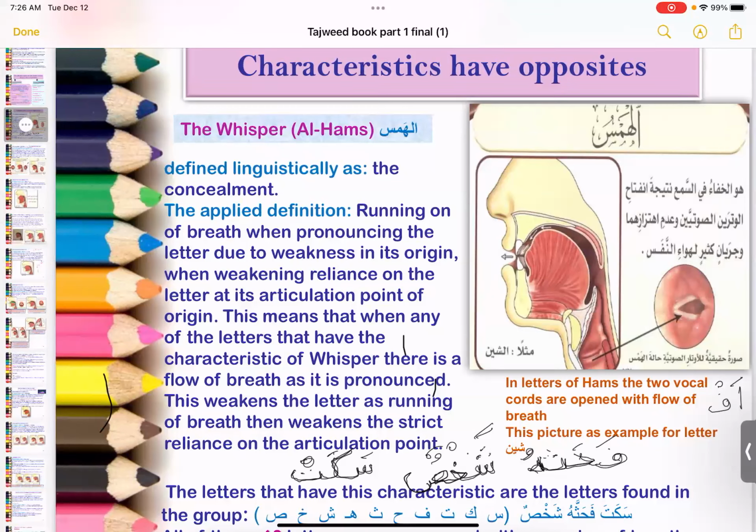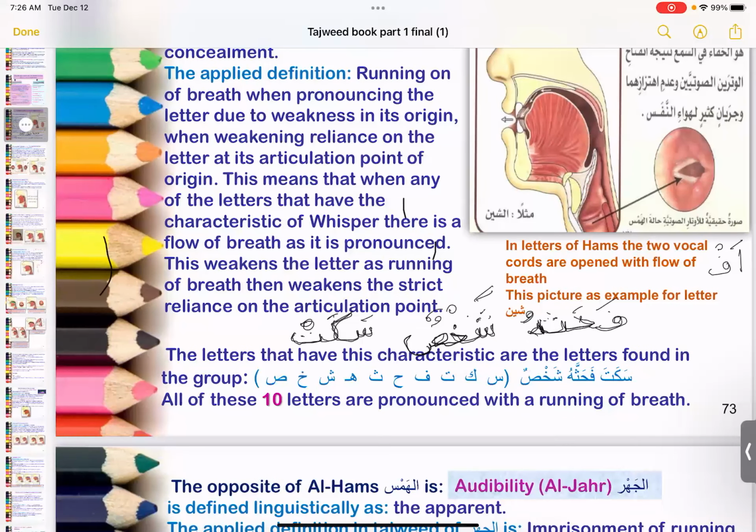For all the letters of hams, remember, for all the letters of hams, we have the letters here. If you look at the letters of hams, it's given in this way. I usually do it a different way. فَحَثَّهُ شَخْصٌ سَكَتَ. But here they have said سَكَتَ فَحَثَّهُ شَخْصٌ. So it's up to you, whatever you feel comfortable with. This is one of the methods of remembering the 10 letters of hams. And as I said, all these letters have running of air. What they have mentioned here is running of breath. Running of breath and running of air mean the same.